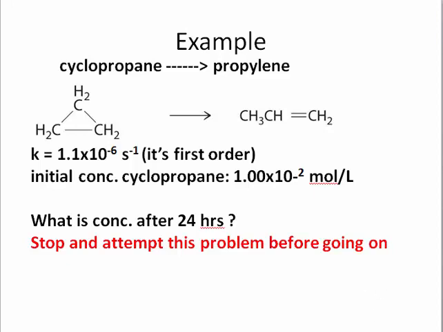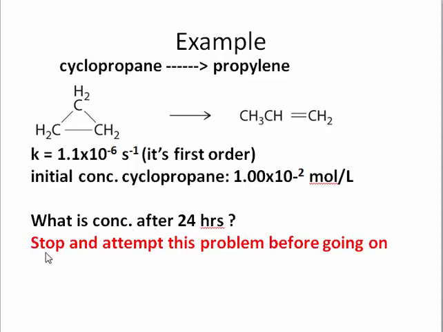For example, consider this reaction, which is first order under some circumstances. Cyclopropane, this material, goes to this material, propylene. K is 1.1 times 10 to the negative 6 reciprocal seconds. You will see that first order reactions have reciprocal time units. And we'll assume an initial concentration of cyclopropane of 1 times 10 to the negative 2 moles per liter. Determine the concentration after 24 hours.